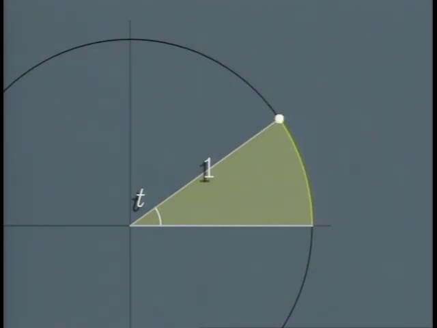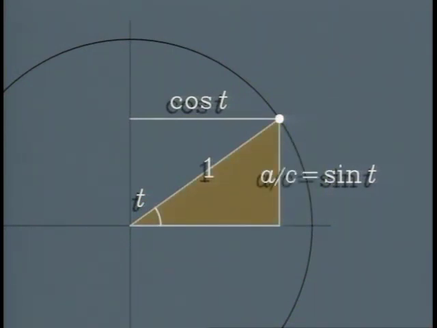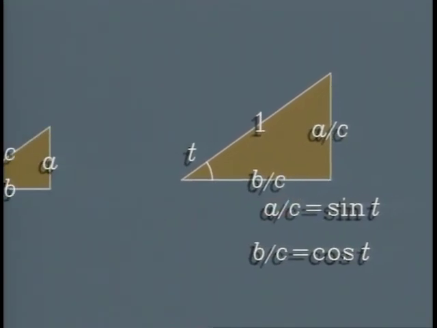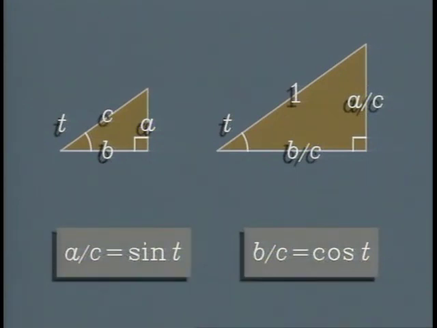This point has a vertical coordinate, sine t, and a horizontal coordinate, cosine t. But these are just the lengths of the other two sides of the triangle. This shows that sines and cosines are ratios of lengths of sides of a right triangle.